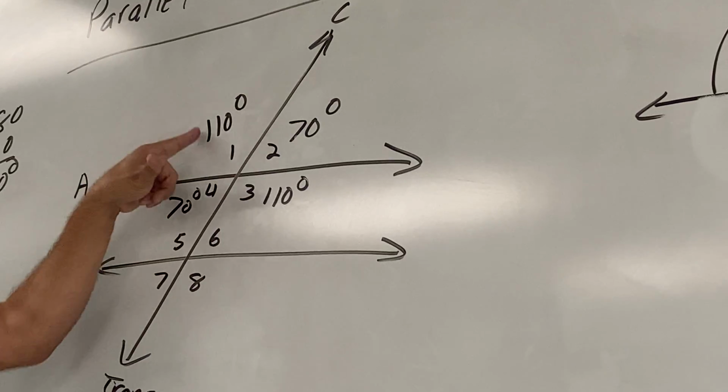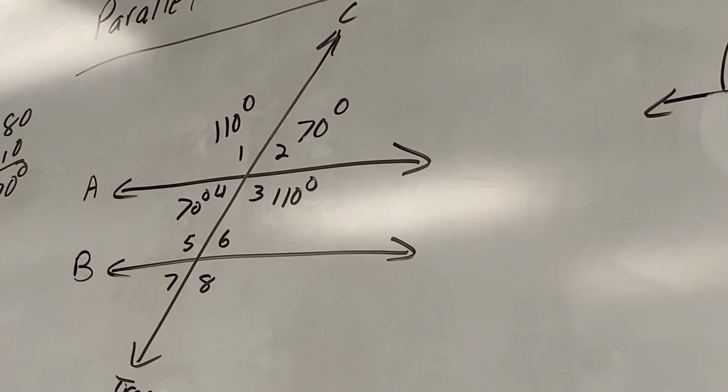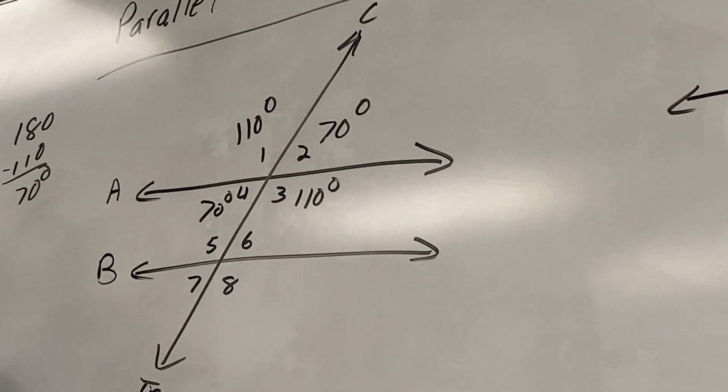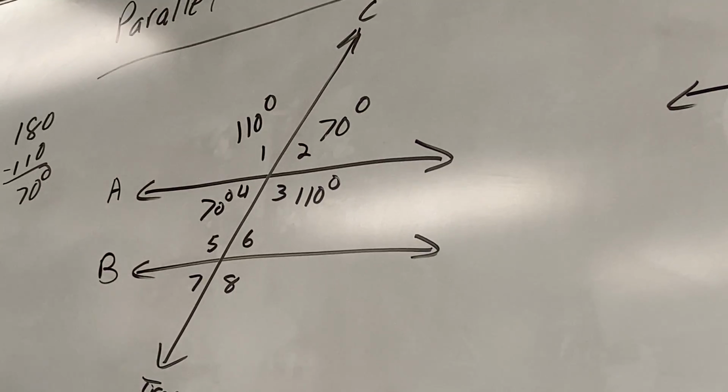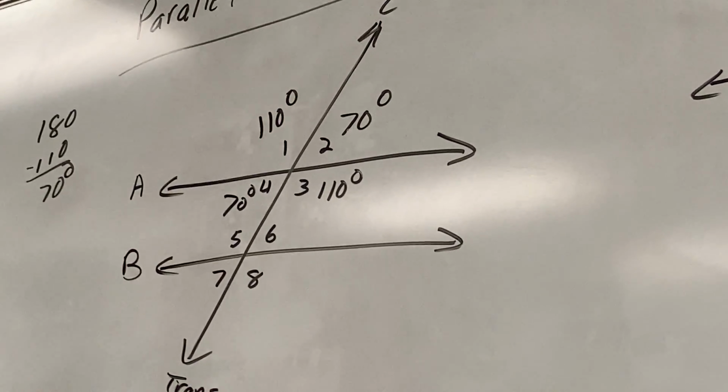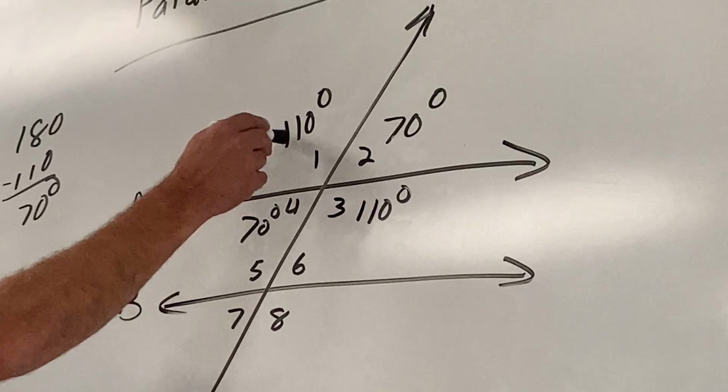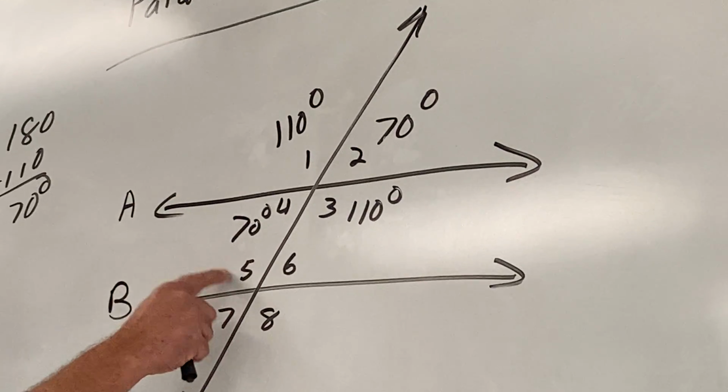Notice, how many angles are there? There's 4. How many different angles are there? There's only 2 different angles. Are you with it? All right. If this one's 110, what do you think this one is?